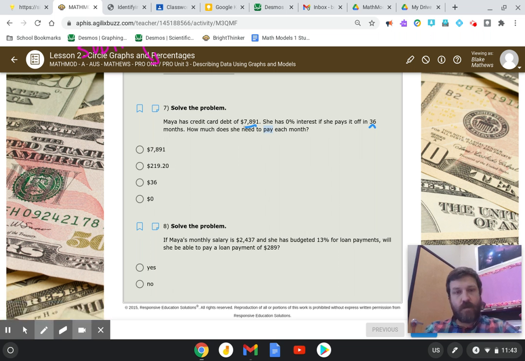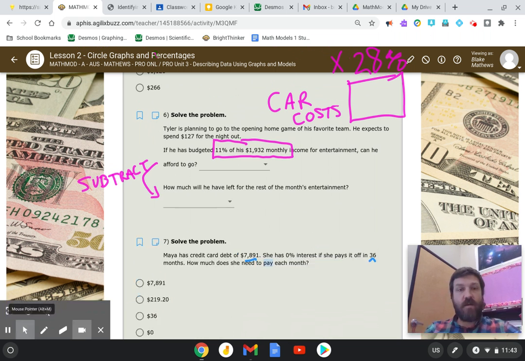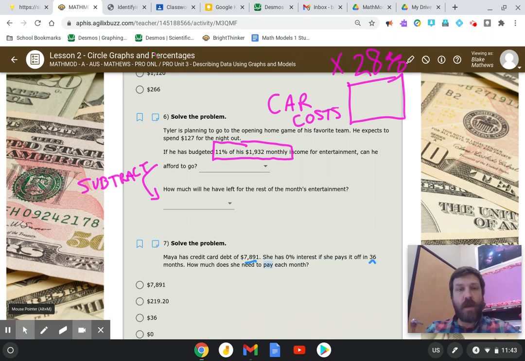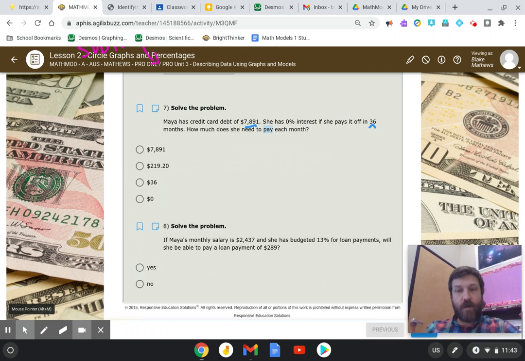Pretty straightforward. If Maya's monthly salary is $2,437 and she has budgeted 13%, will she be able to make the payment? This is exactly like the question about the baseball game or the opening home game. Not necessarily baseball, I guess. So we need to find out how much 13% of her salary is and whether or not that amount is going to be enough for that. So 13% of her monthly salary, is it more than $289 or equal to $289?